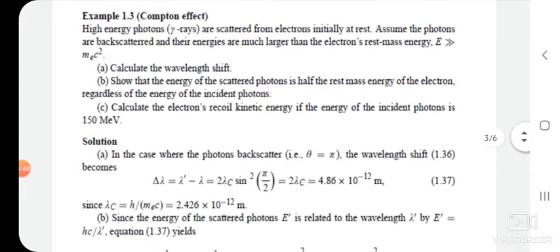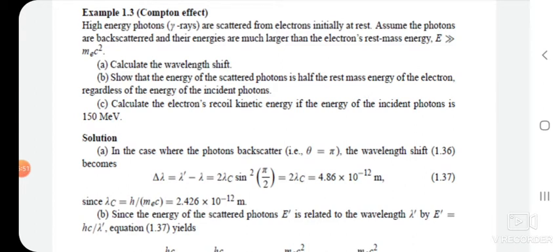Next, high energy photons, that is gamma rays, are scattered from electrons initially at rest. Assume the photon is backscattered and its energy is much larger than the electron's rest mass energy, that is, E is much greater than m_e c square. Then calculate the wavelength shift, which is also called the Compton shift.